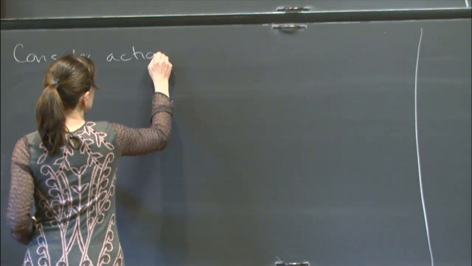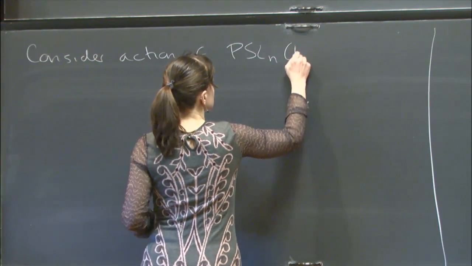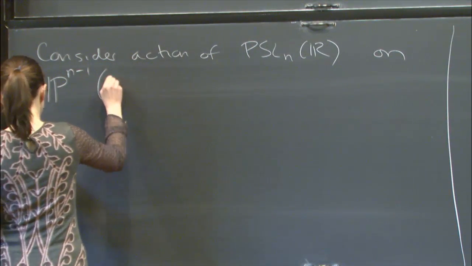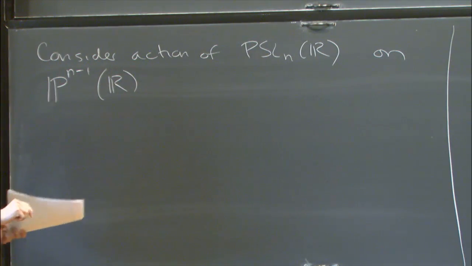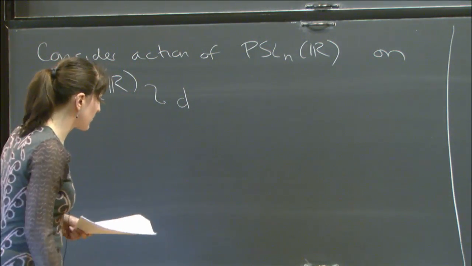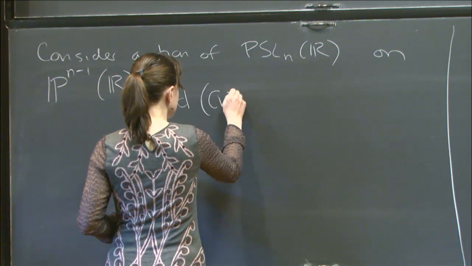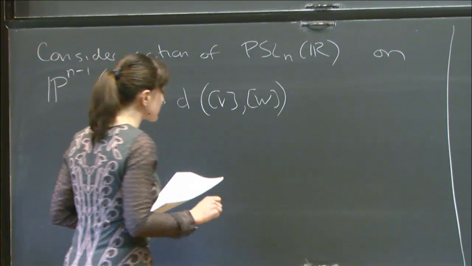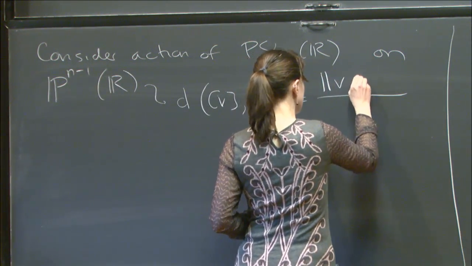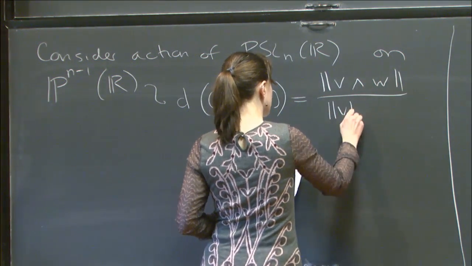All right, so we need to consider the action of SL_N on some space. So we consider the action of PSL_N(R) on projective space, P^{n-1}(R). Now this is equipped with a metric with some nice properties. So I'm going to write this down because I'll need it in a moment. The distance from V to W in this projective space is going to be the norm of V wedge W over norm V times norm W.